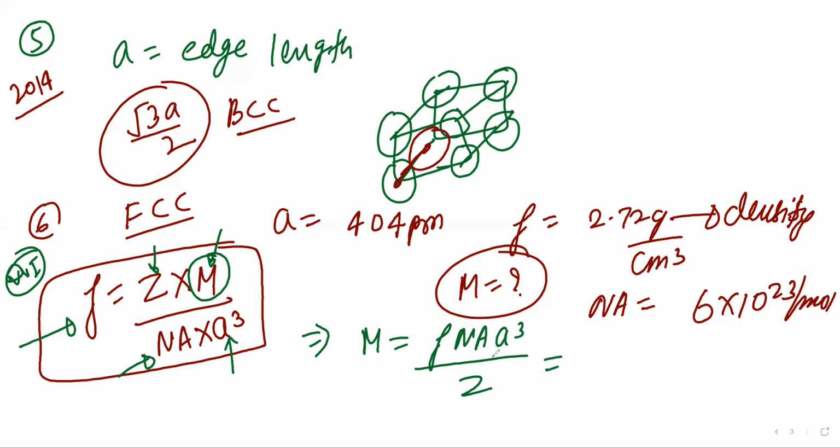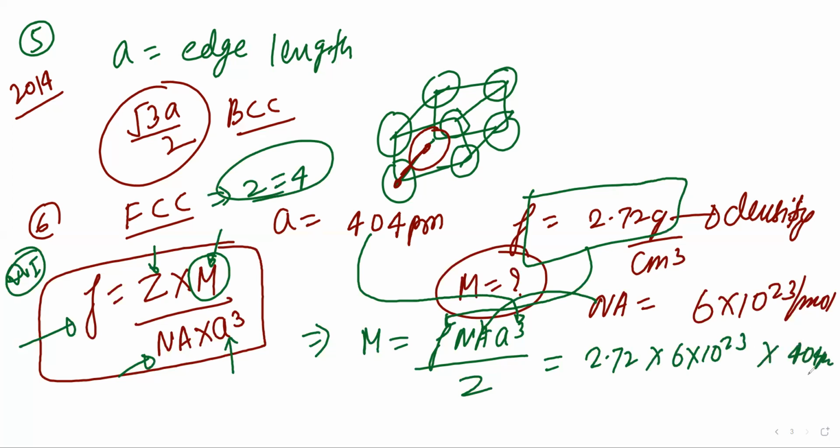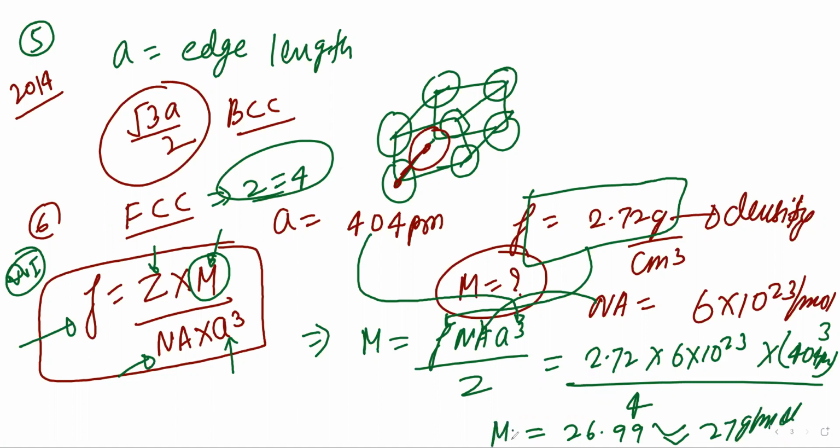Now put the values, we know the value of each term on the right side. The density value is this one, Na we know, A value we know, and Z is 4 now, that is fixed. So put the value 2.72, Na is 6 into 10 raised to 23, and A is 404 picometer, cubed, divided by Z. Z value is 4. So calculate this, and it comes out to be approximately 26.99. So take it as 27 gram per mole. The molar mass of it is, I think, iron, right?